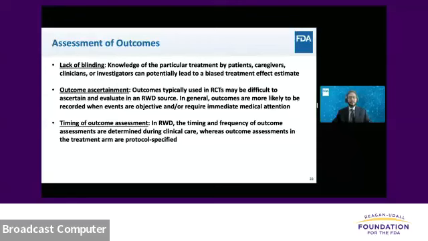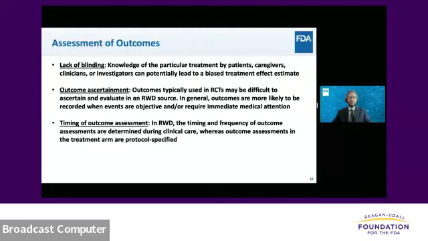In terms of outcome assessment, knowledge of the particular treatment by patients, caregivers, clinicians, or investigators can potentially lead to biased estimates. So whenever possible, the outcome should be assessed blinded to the treatment status. In some cases, this activity may require re-adjudication by blinded independent central review. Outcomes typically used in randomized controlled trials may be difficult to ascertain and evaluate in a real-world data source. In general, outcomes are more likely to be recorded when events are objective and/or require immediate medical attention, as in the case of stroke or myocardial infarction, as an example.